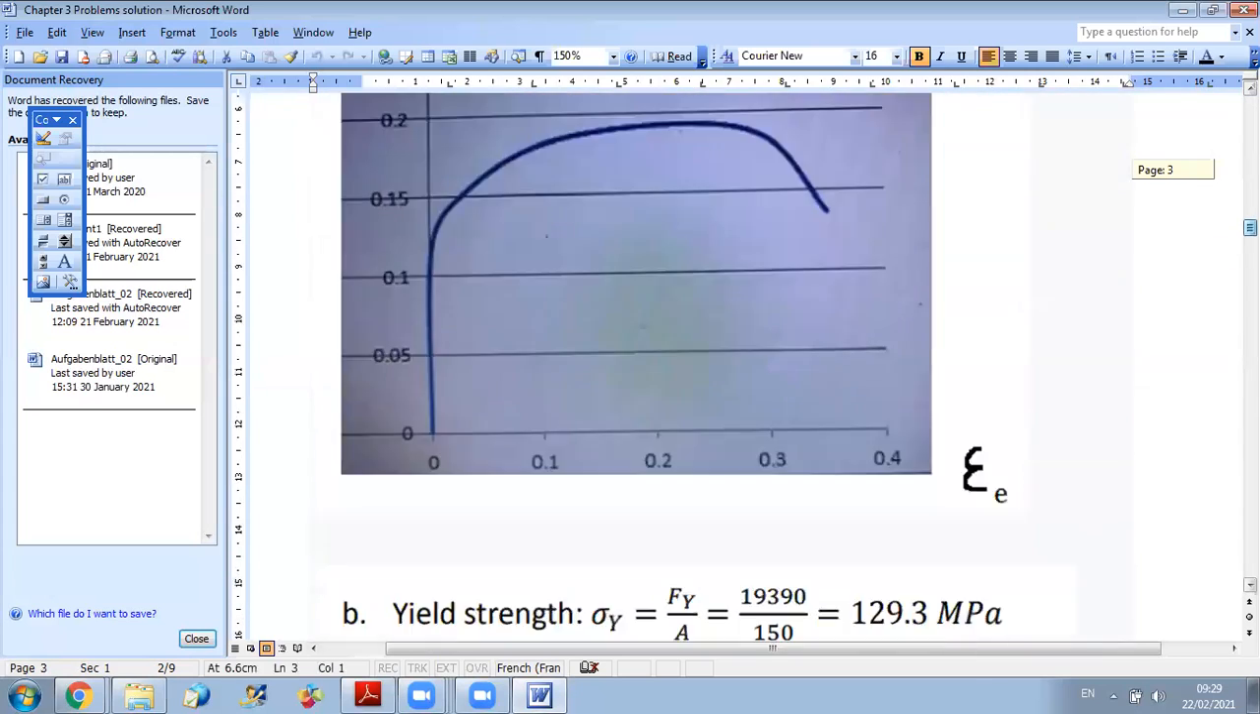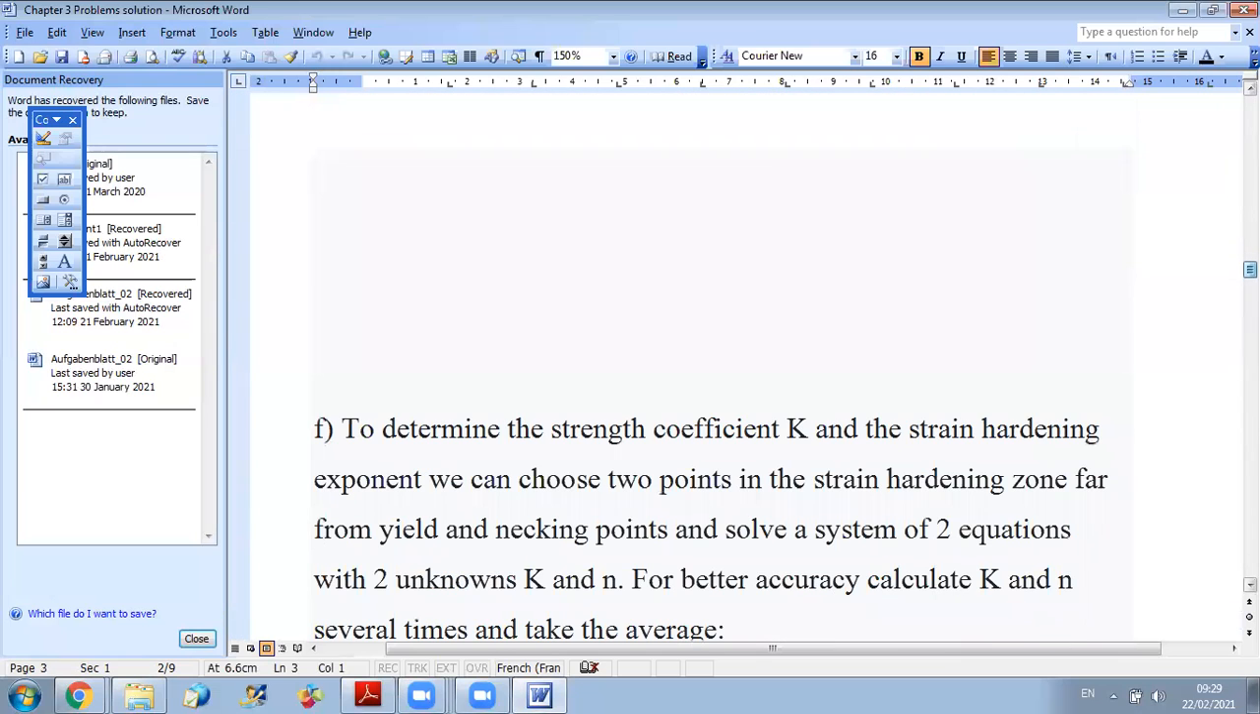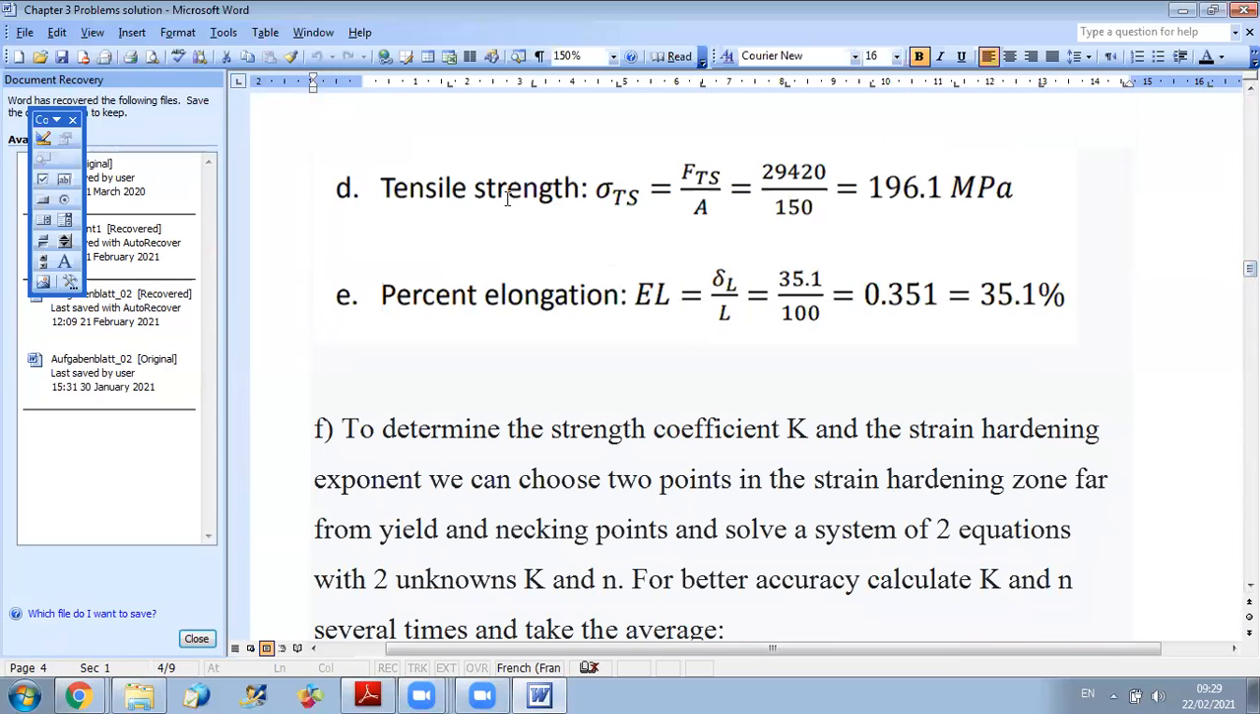So here is the calculation. For the tensile strength, I take the maximum force over A0. And for the percent elongation at fracture point, I take the displacement and I divide it by the original length. I get the percent of elongation.